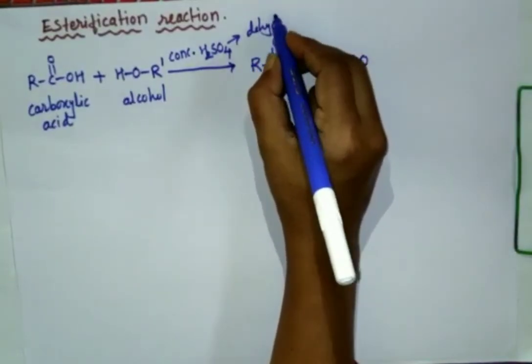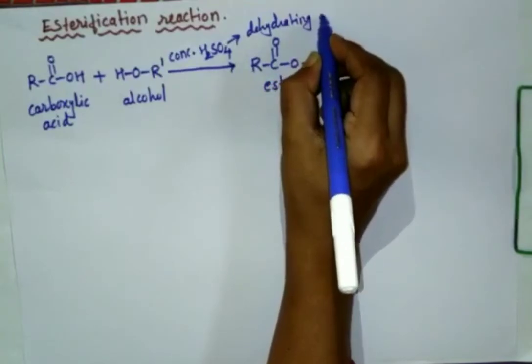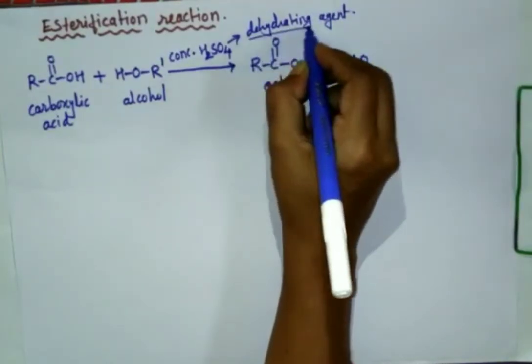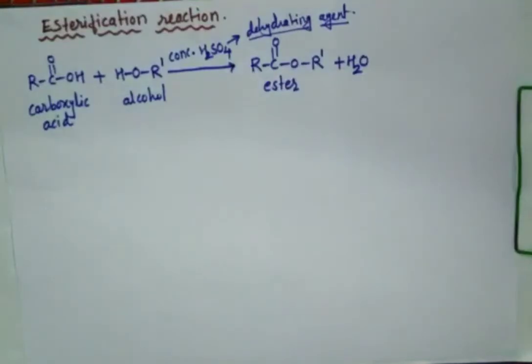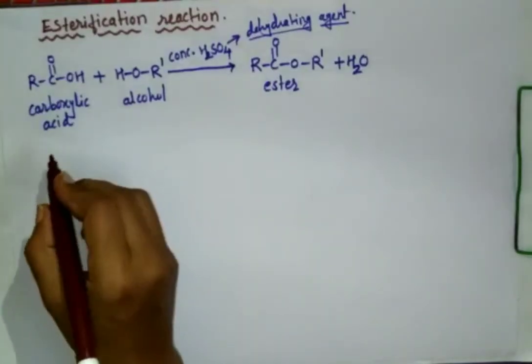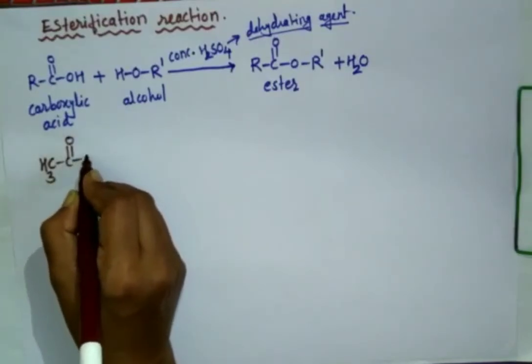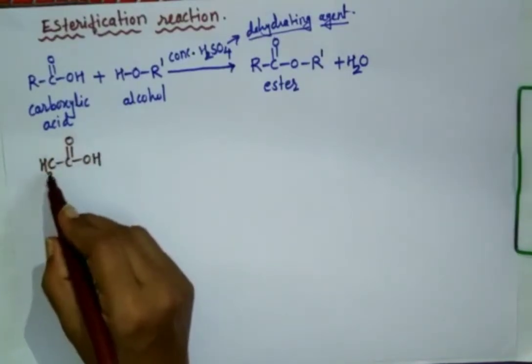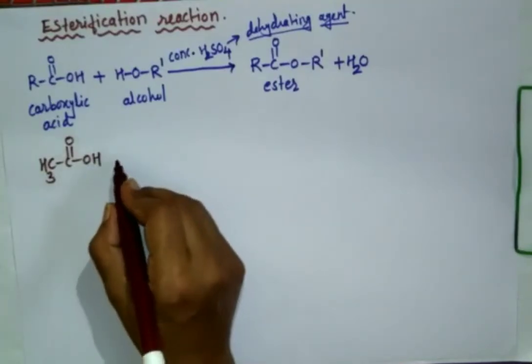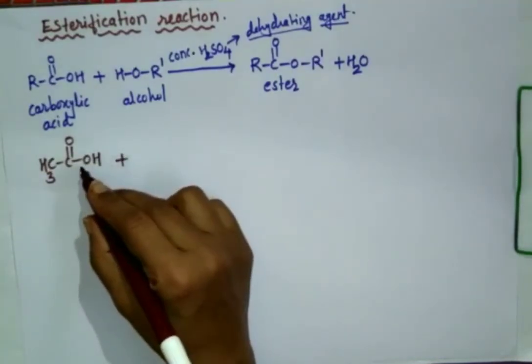This acts as a dehydrating agent, meaning a dehydrating agent removes a water molecule. So we will take one general reaction of ethanol when it is heated with glacial acetic acid, in the presence of concentrated sulfuric acid. This is RCOOH, that is acetic acid, CH3COOH. Glacial acetic acid's IUPAC name is ethanoic acid.